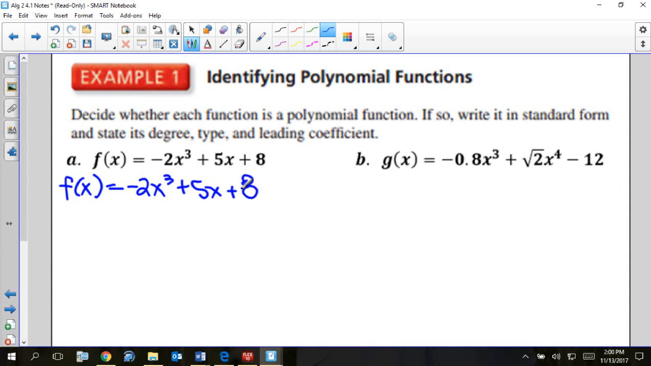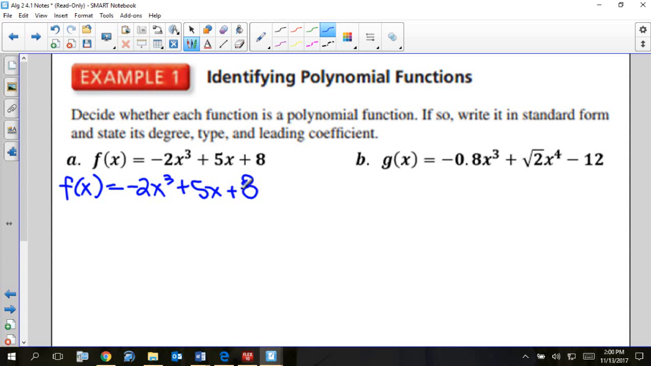What do you think? Yes, it is a polynomial. So if you write in standard form, it means you have to have the highest x's first, all the way down to the lowest amount of x's in the terms. So we're going to put negative 2x to the third first, because that's 3 x's, plus 5x, because there's 1 x, plus 8, because there's no x's. You put it in that order, that's standard form. Yeah, that one was already in standard form. They're not always in standard form.